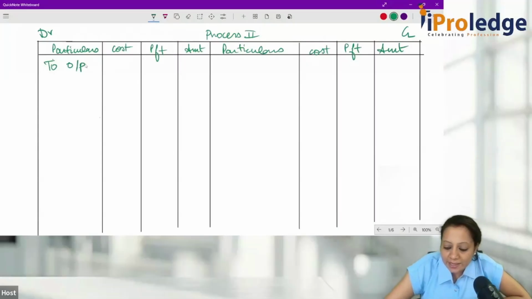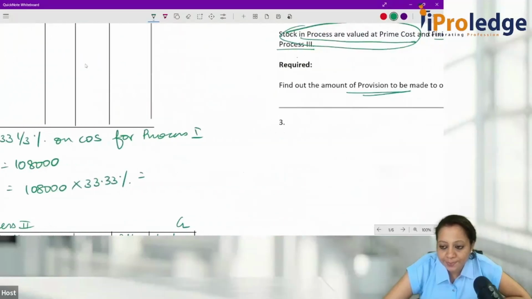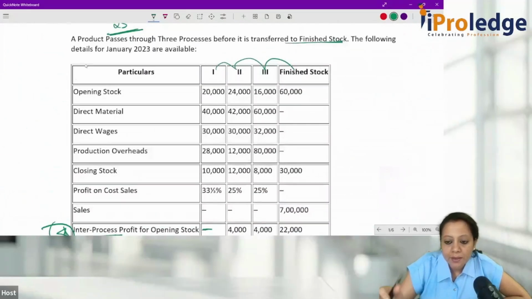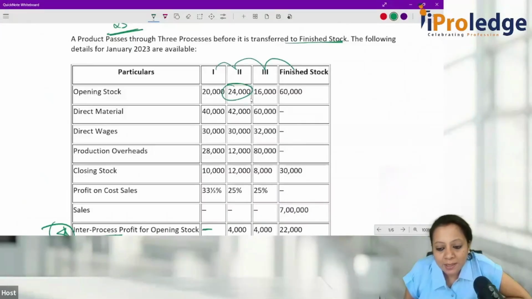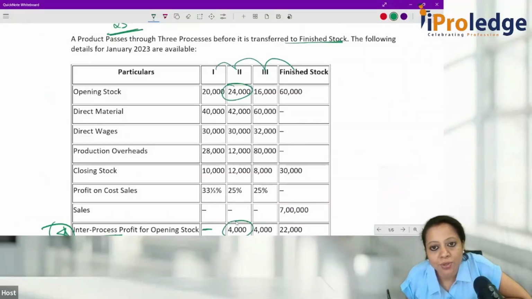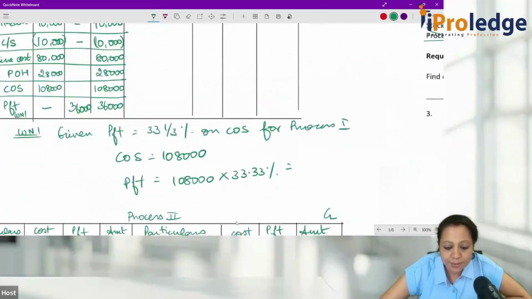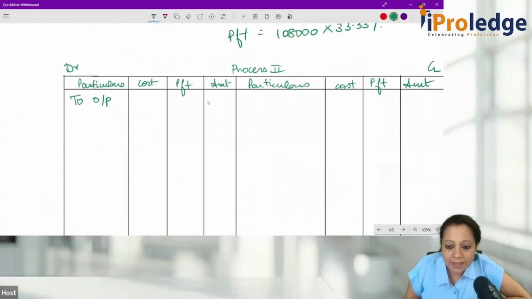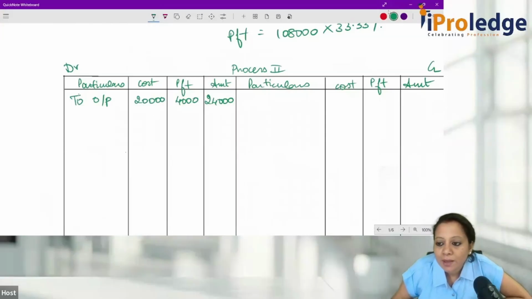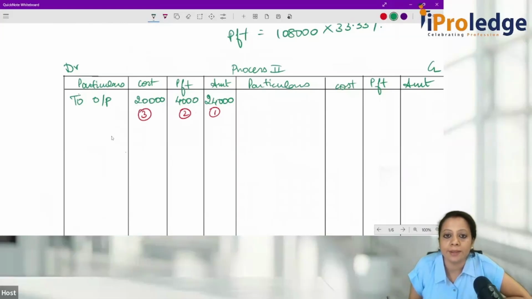So now we will write first opening stock, then the previous process. Opening is given in the question. I will go to the question and show you. Opening stock is 24,000, but the profit sitting inside as per the last row of the question is 4,000. So this has to be separated. They have given 24,000. In that, the profit is 4,000. That means cost is 20,000. Those of you who want, you can write 1, 2, and 3, so you will know in which order you have written.